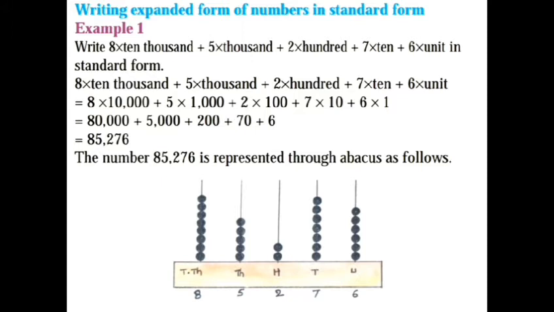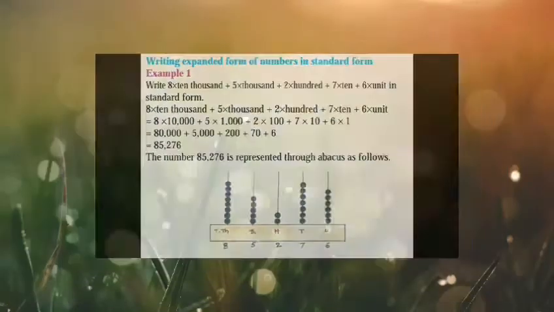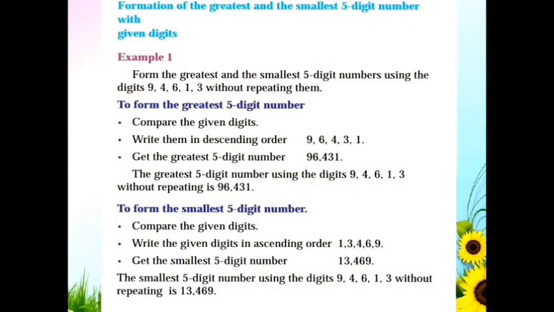Here you should convert into numbers: 8 into 10,000 plus 5 into 1000 plus 2 into 100 plus 7 into 10 plus 6 into 1. If we multiply, we get 80,000 plus 5,000 plus 200 plus 70 plus 6. We add these numbers, we get 85,276. Our next topic is formation of the greatest and the smallest 5-digit number with given digits.